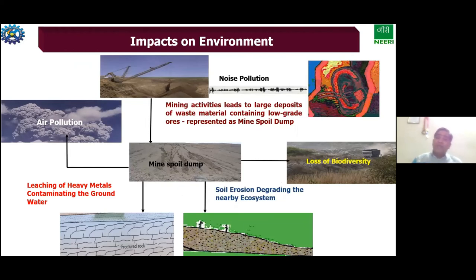So friends, the overall impact of mining, as well as huge spoil dumps, creates a lot of impact on the environment and the surrounding area, means noise pollution, loss of biodiversity, soil erosion, degrading the nearby ecosystem, and leaching of heavy metals, contaminating the groundwater. So these create problems for the environment.